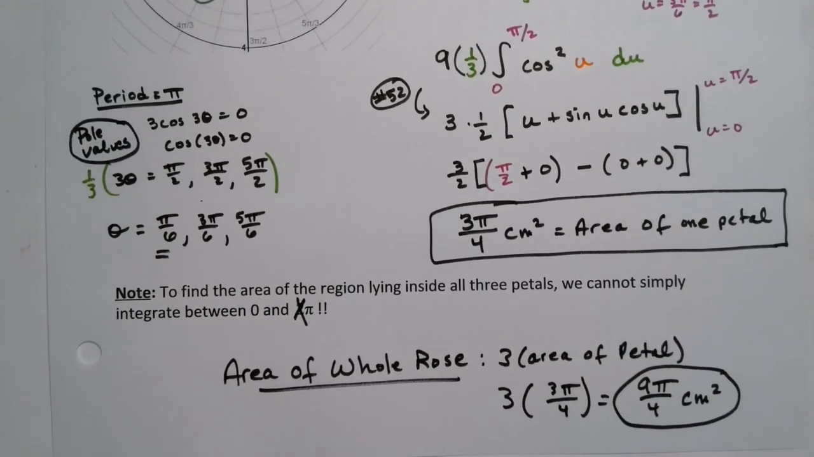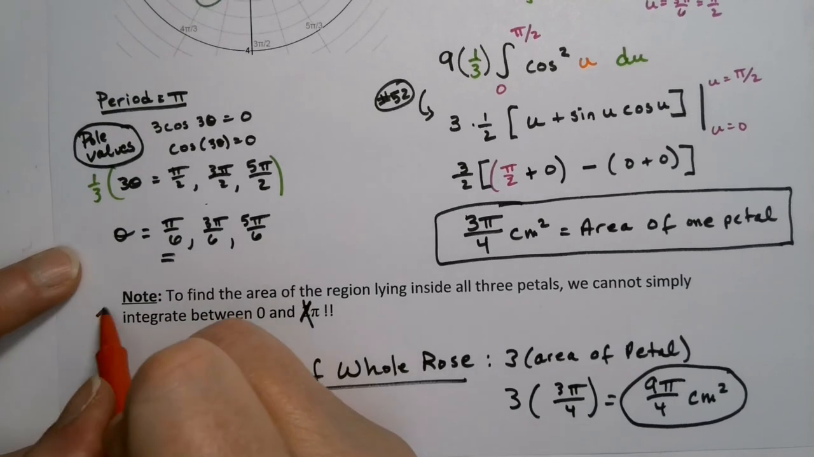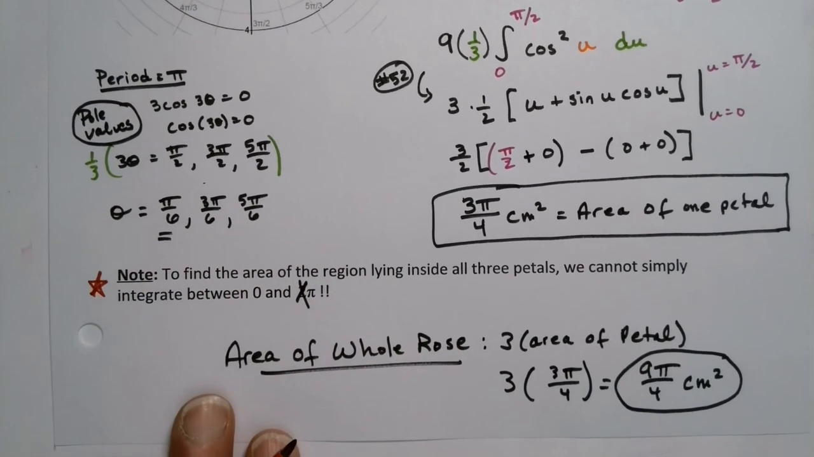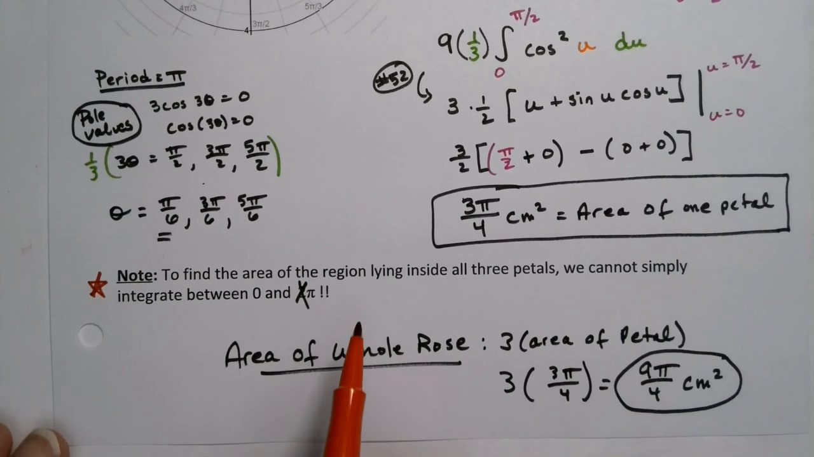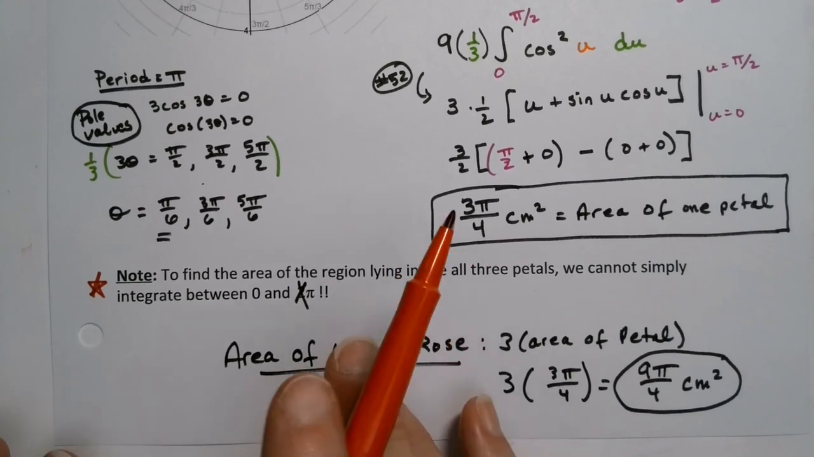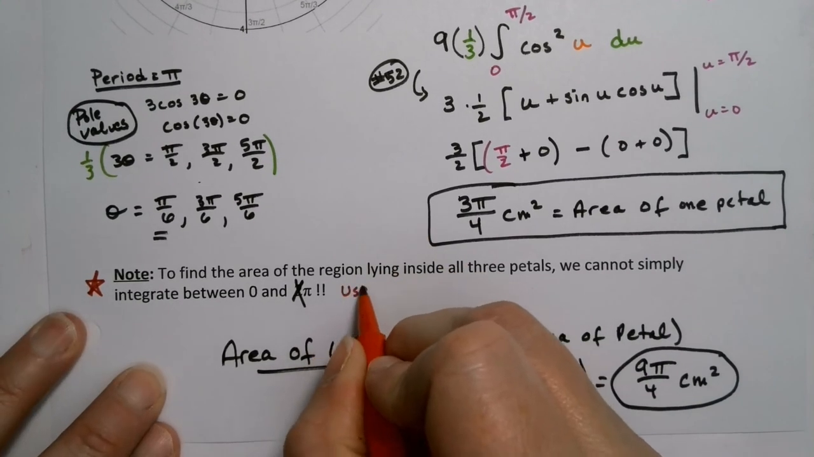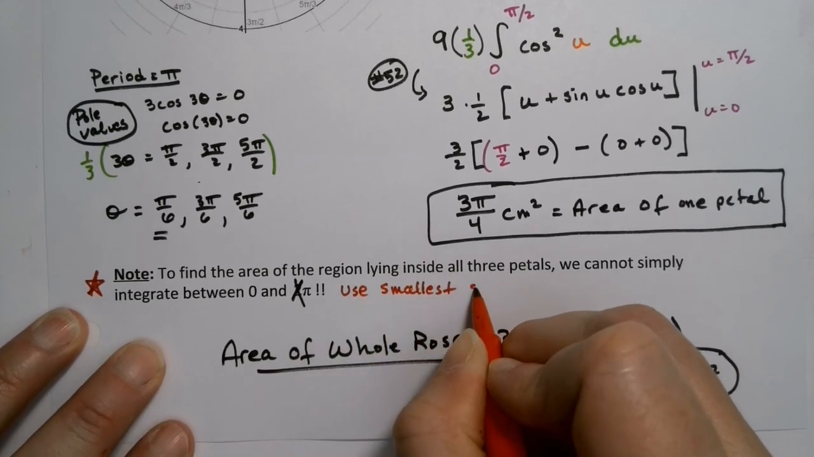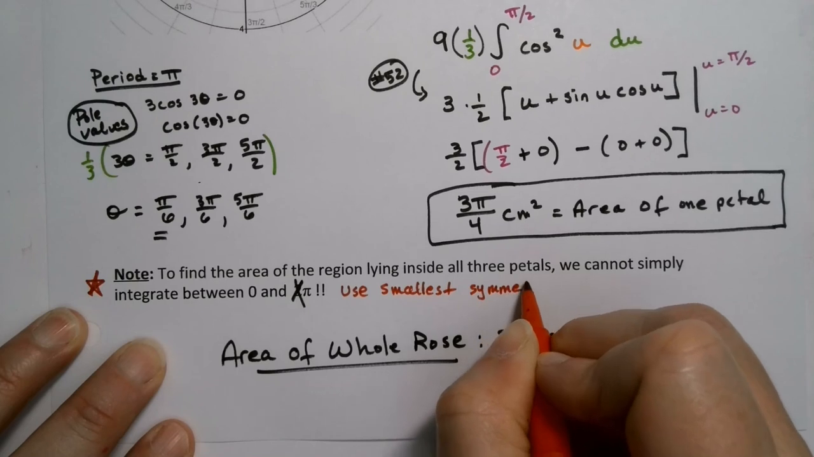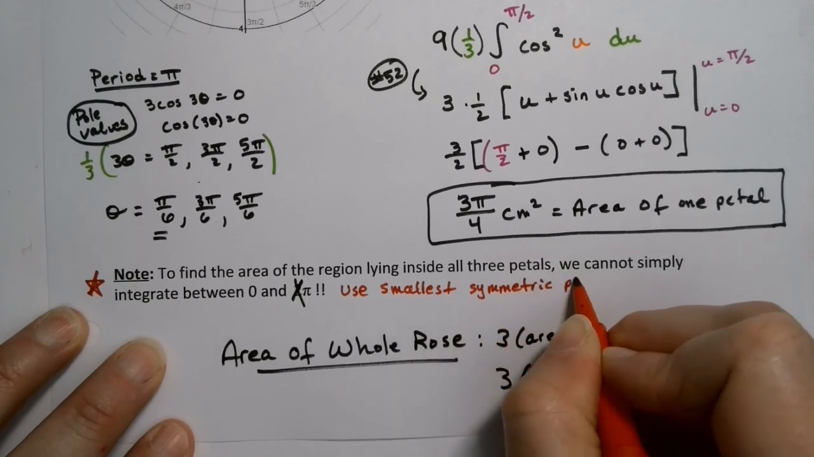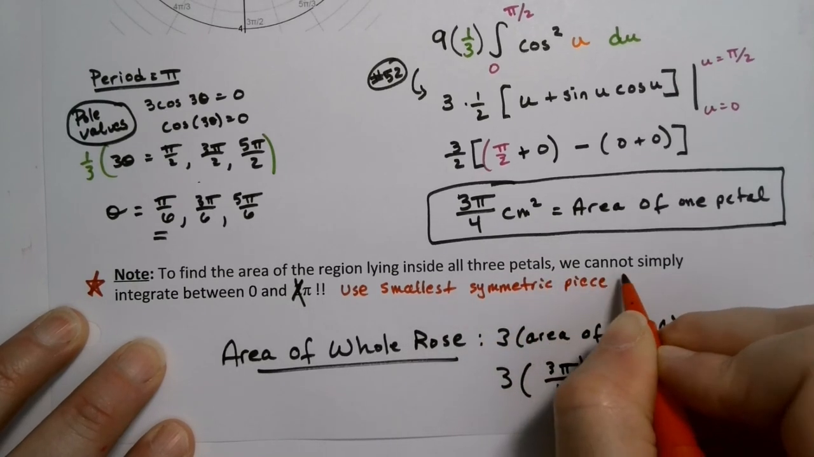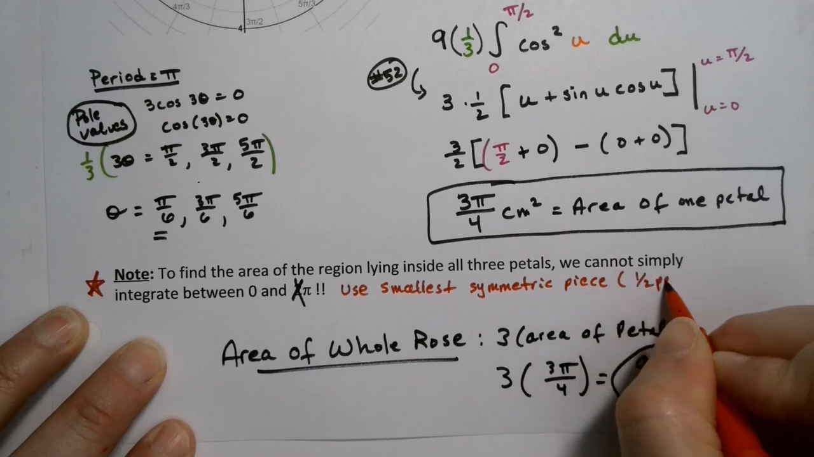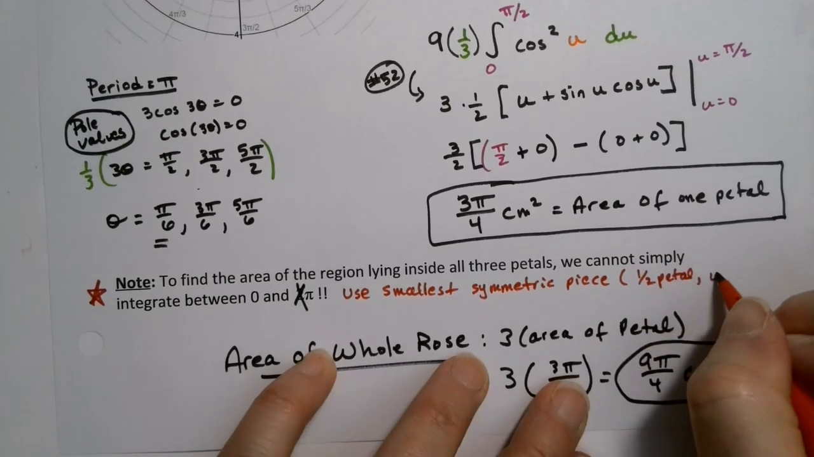You do not integrate. This is a big note. You do not just try to integrate from 0 to pi. It won't work. 0 to pi would actually give you 0 as an answer, right? What you do is use the smallest symmetric piece that works easily, usually a half petal, or sometimes a whole petal. And then you multiply.